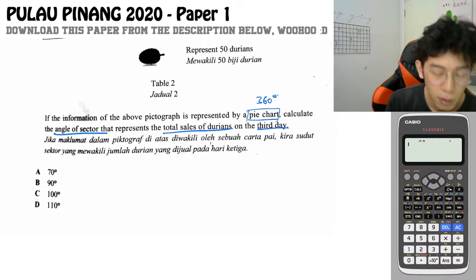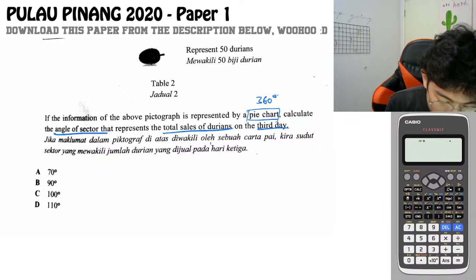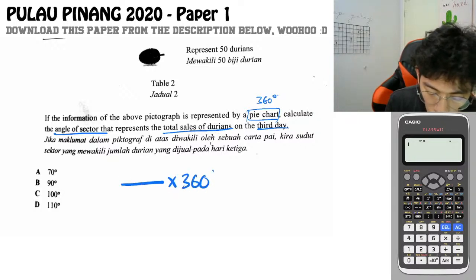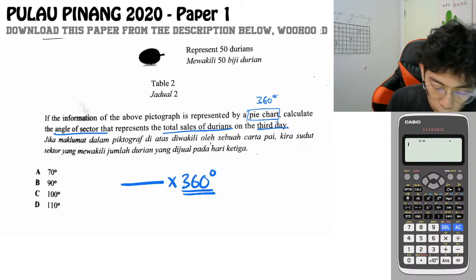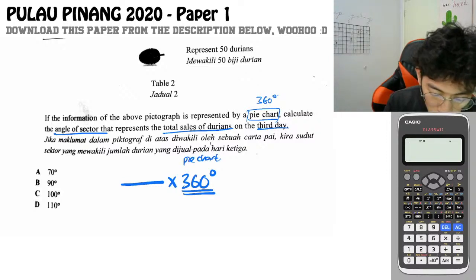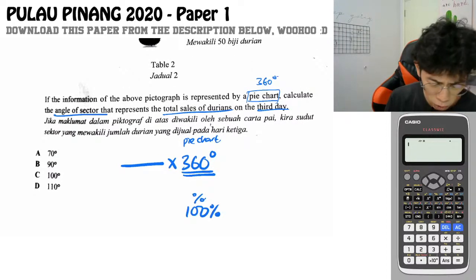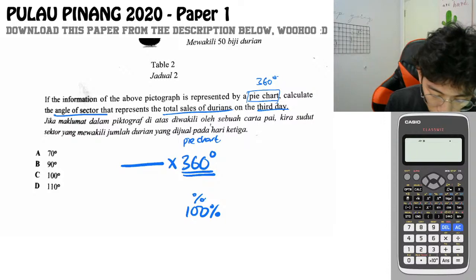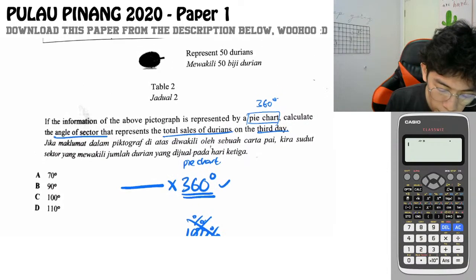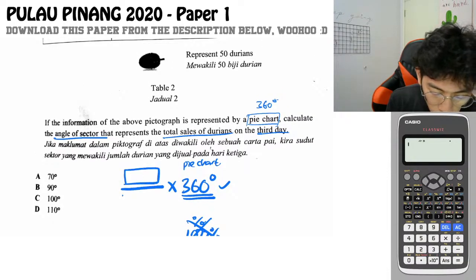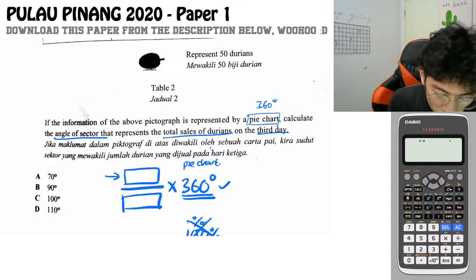Everyone, to make it an angle, the universal formula is like this. You always times with what you have to change into. You want to change to a pie chart, you times with 360. You want to change to a percentage, you times with 100%. You want to change to a total, then you times with the total. But we are not using this, we are using this. Then what's the thing that you have to place on top of the fraction?